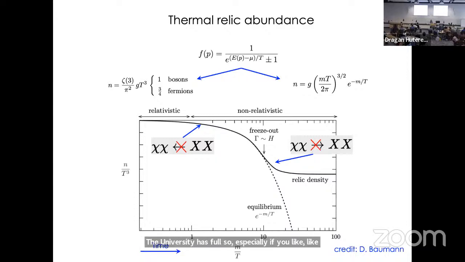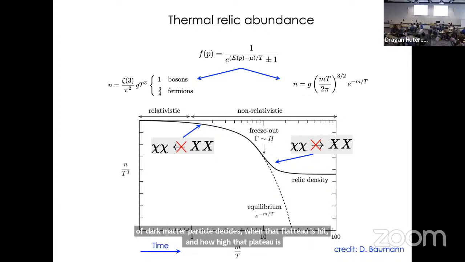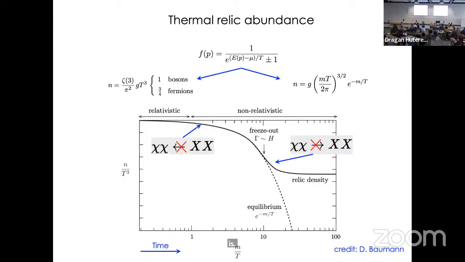So especially if you like fidgeting with things like I do, maybe you can volunteer to answer. Here's a question: we know that the mass of the dark matter particle is what decides where that roll off happens. What decides when the freeze out happens? What property of the dark matter particle decides when that plateau is hit and how high that plateau is? Yeah. Don't volunteer. Although, okay, speak up. I think it's the interaction cross section. Mm-hmm. The interaction cross section.